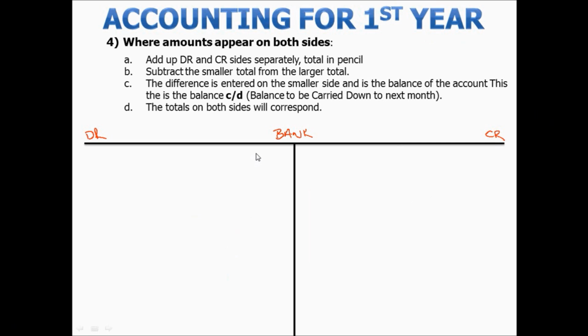Let's say we had an inflow of cash into the bank account of R1,000 for services rendered. We also had an inflow of R500 as one of our debtors settled his account. Then on the credit side, let's say that we had an expense of R300 for advertising.